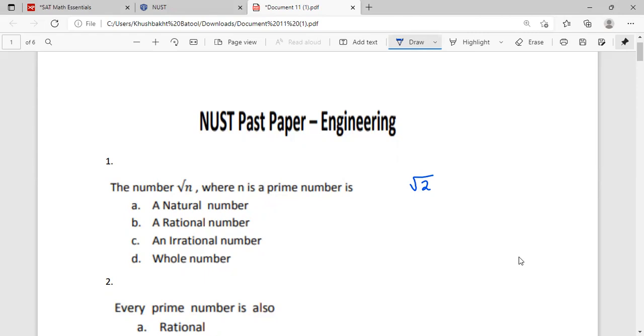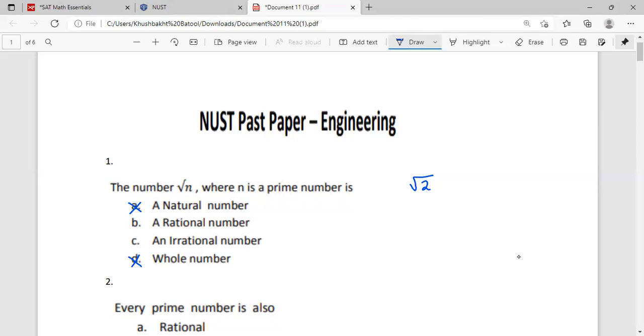No, it is not. Under root 2 is not a whole number. It is not an integer, so it is not a natural number. Is it a rational number? We'll see that. A is not the answer and D is not the answer because clearly under root 2 is neither an integer nor a whole number. Now we need to think if it's a rational number or an irrational number.